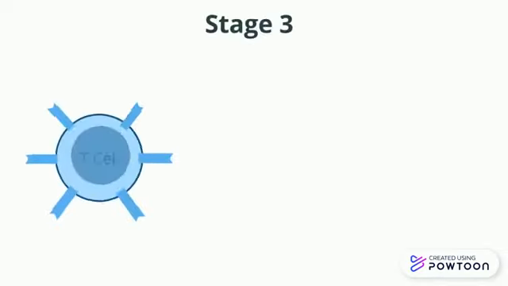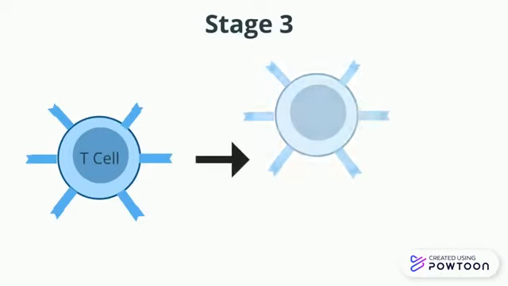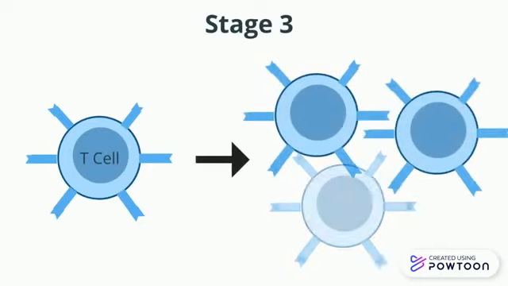Once the lymphocytes are activated, we move on to stage 3, where they undergo multiple rounds of rapid cell division and proliferate, called clonal expansion. Clonal expansion results in the differentiation of two types of lymphocytes. Some will develop into effector cells and others will develop into memory cells.